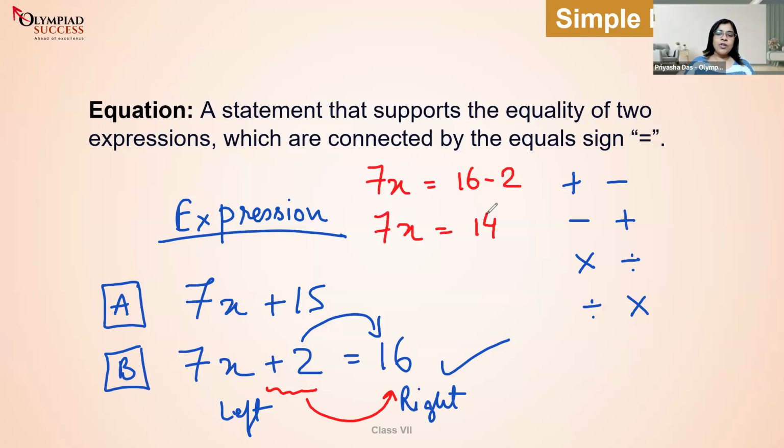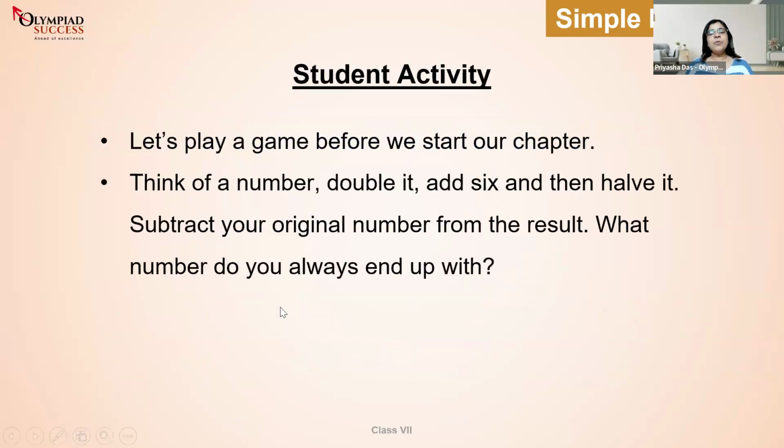7x equals to 14. Now 7 is multiplied with x, students, right? So if I only want x, I will divide it by 7. 14 by 7, that's 2. All of you are correct. Well done.